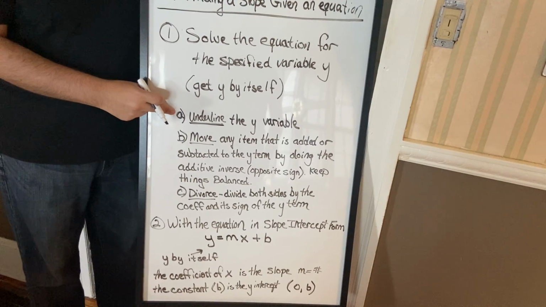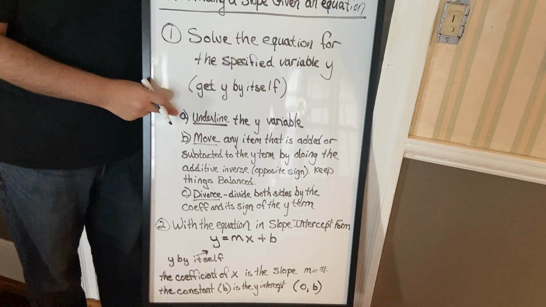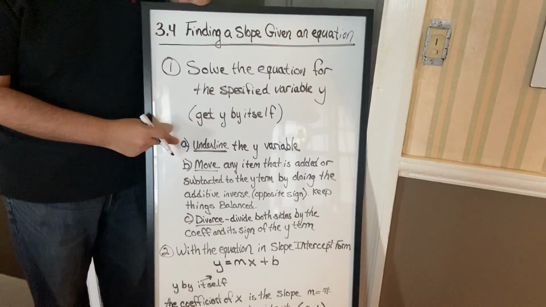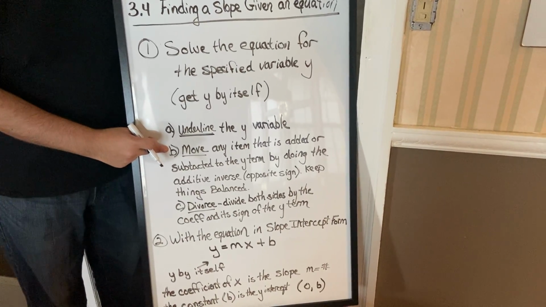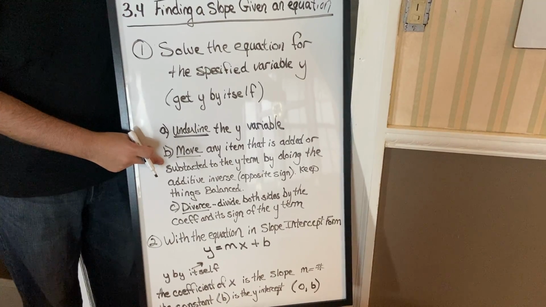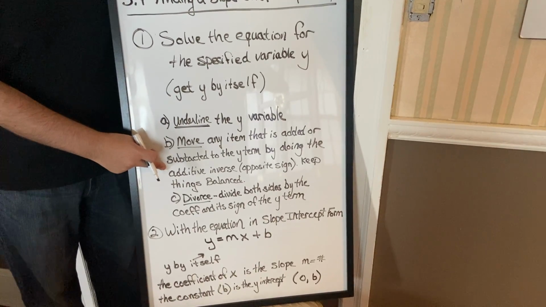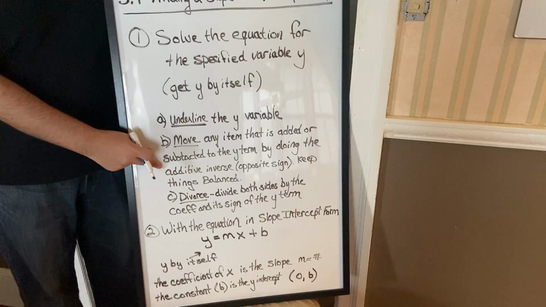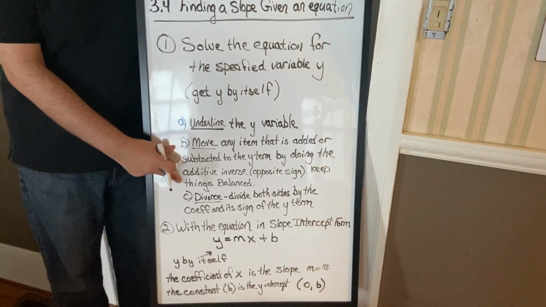So what you're going to do is underline the y variable. We want to get y by itself, not x. Always y by itself. We're going to move any term that is added or subtracted to that y term. And you know how to move: we do the additive inverse. Additive inverse just meant opposite signs. Just remember that the moving step is a balancing step.